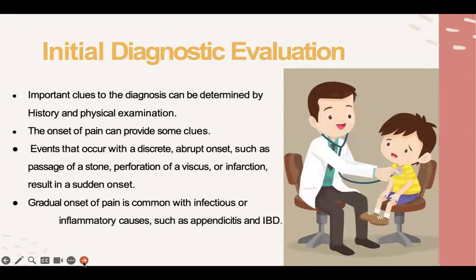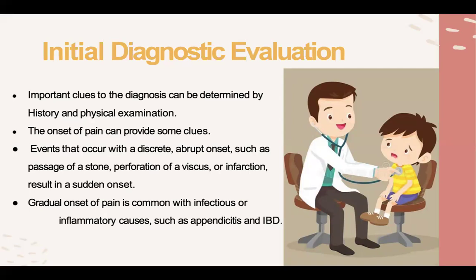Then let's move to the diagnostic evaluation with focused history, examination, and initial investigation. Important clues to the diagnosis can be determined by history and examination. In history, the onset of pain can provide us some clues. Events that occur discretely with abrupt onset, such as passage of a stone, perforation of a viscus, or infarction, result in sudden onset pain. Whereas gradual onset pain is common with infectious or inflammatory causes such as appendicitis or IBD.